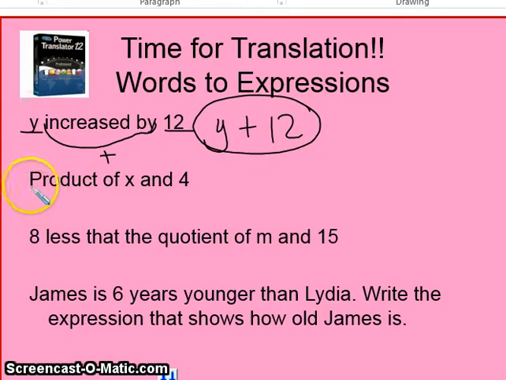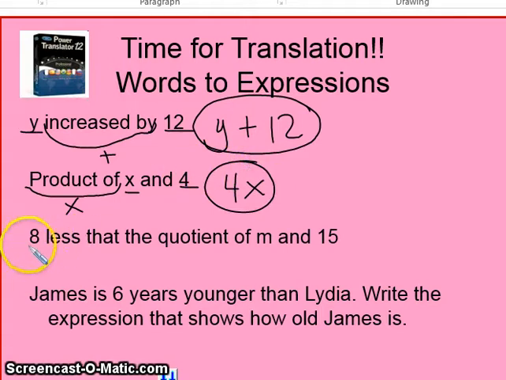Here we have the product of x and 4. Product of is one of those keywords that tells us we need to multiply, and then this tells us what we are multiplying. We're multiplying x and 4. So we can write that as 4x, or 4 times x.